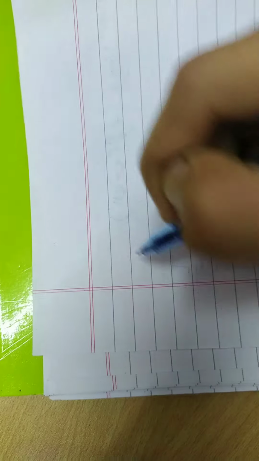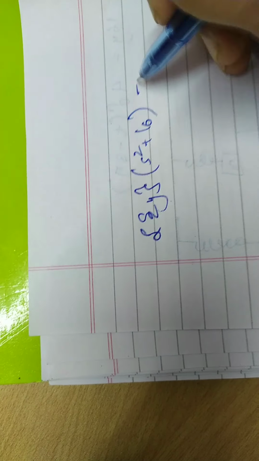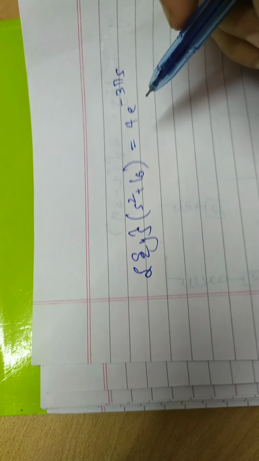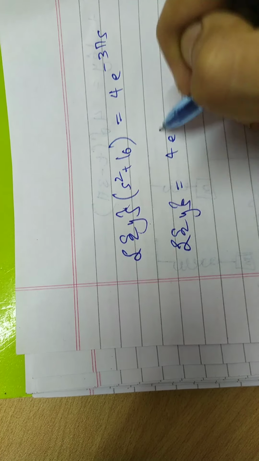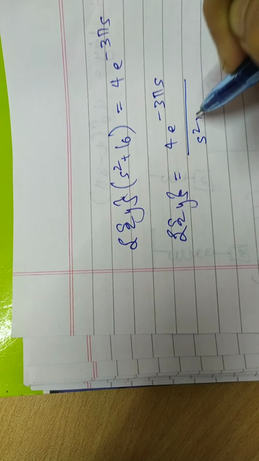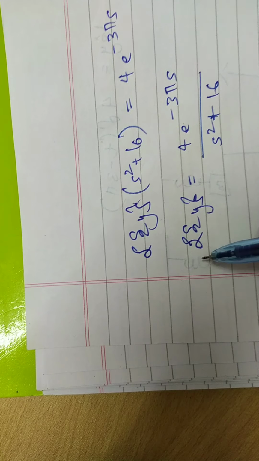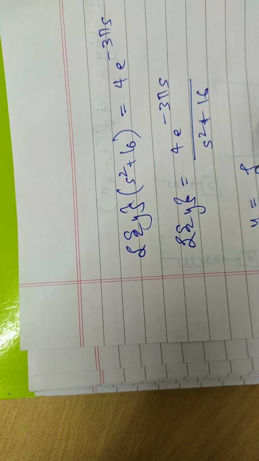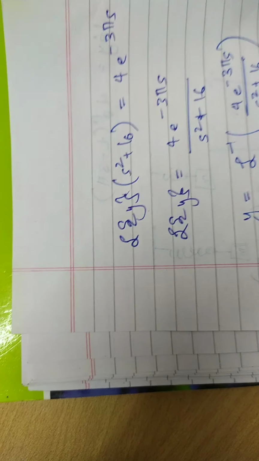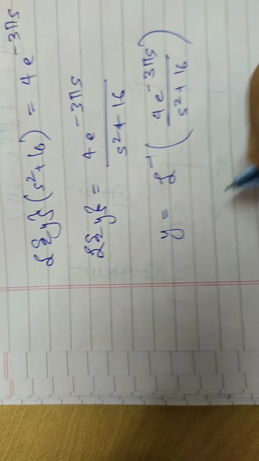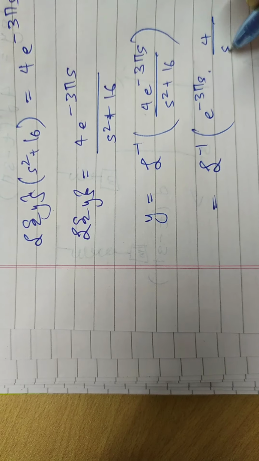So now we have the Laplace transform of y times s squared plus 16 equals 4 e power minus 3 pi s, right? We take this s squared plus 16 down here and we get the Laplace transform of y equal to 4 e power minus 3 pi s divided by s squared plus 16. Now we take the inverse Laplace on both sides so that we can find out what y is. So y is equal to the Laplace inverse of 4 e power minus 3 pi s divided by s squared plus 16. This we can write as the Laplace inverse of e power minus 3 pi s times 4 by s squared plus 16.